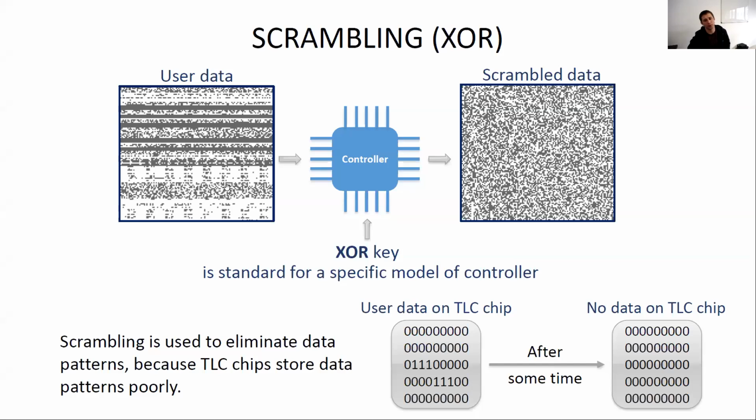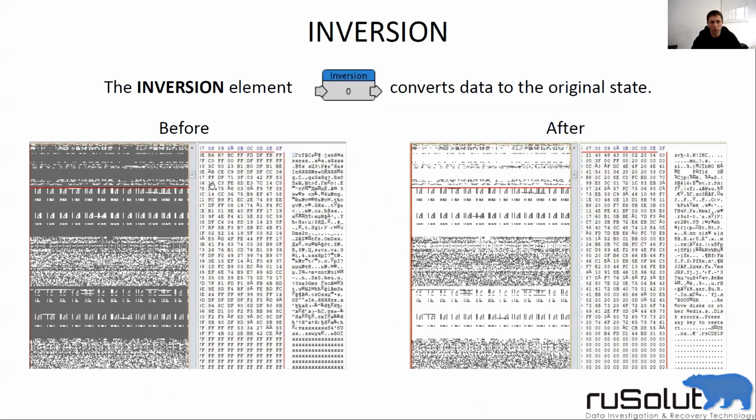All right, so now let's proceed. Now let's see what we do when we try to convert inverted data or scrambled data back to the original. For the inversion, we use the inversion element in the Visual NAND Reconstructor. It looks like this. The inversion element converts data to the original state. Before, we have something like this, where each bit is inverted from 0 to 1 and from 1 to 0. After the inversion in VNR, we have the original data.